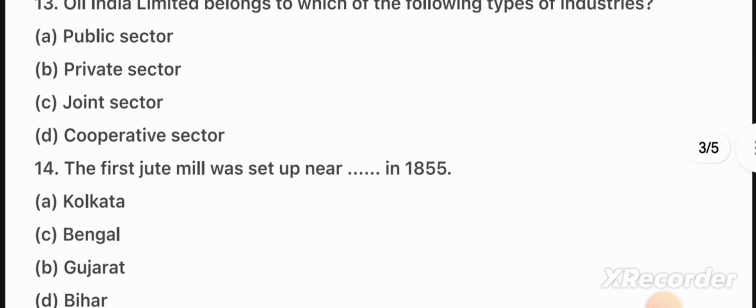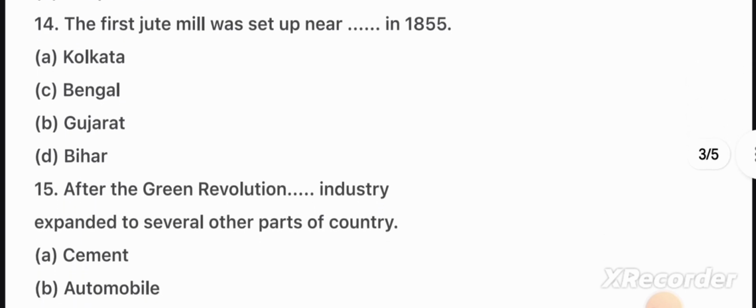Question 13. Oil India Limited belongs to which of the following types of industries? A. Public sector, B. Private sector, C. Joint sector, and D. Cooperative sector. Question 14. The first jute mill was set up near ___ in 1855. A. Kolkata, B. West Bengal, C. Gujarat, and D. Bihar.